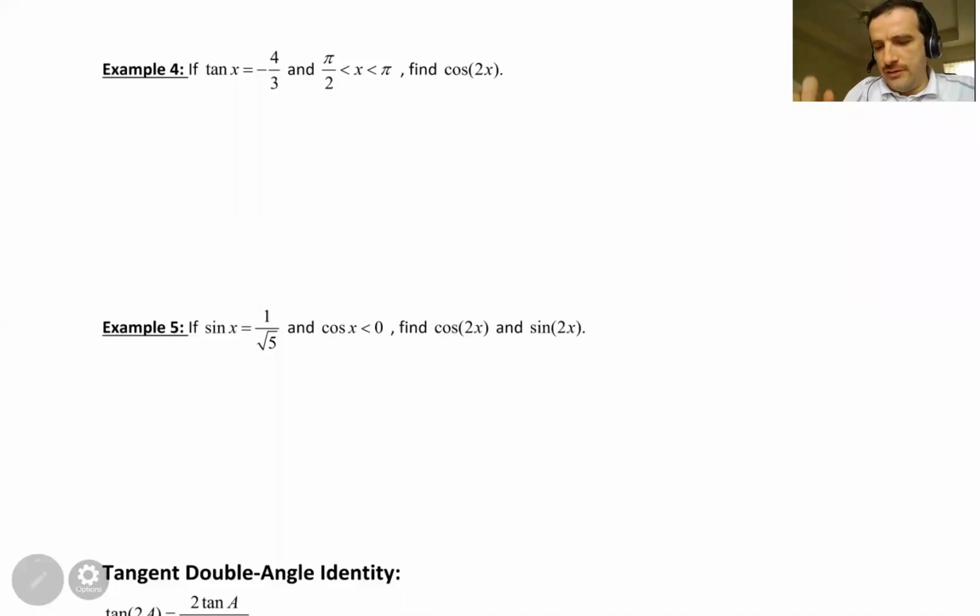All right, in this video, we are continuing section 7.3. It's about double angle and half angle formulas. Now I'm going to solve more examples of the double angle formula for sine and cosine.